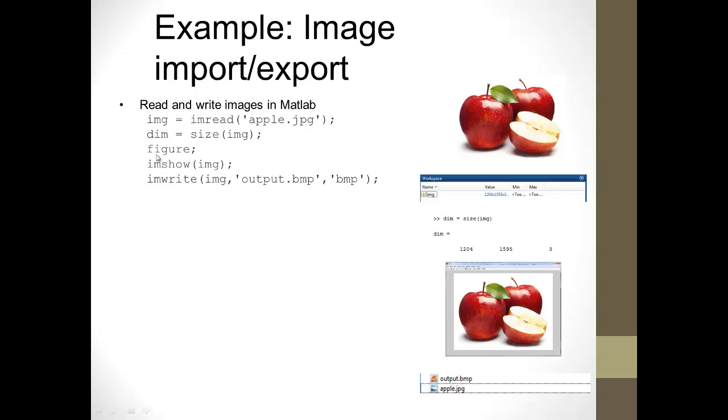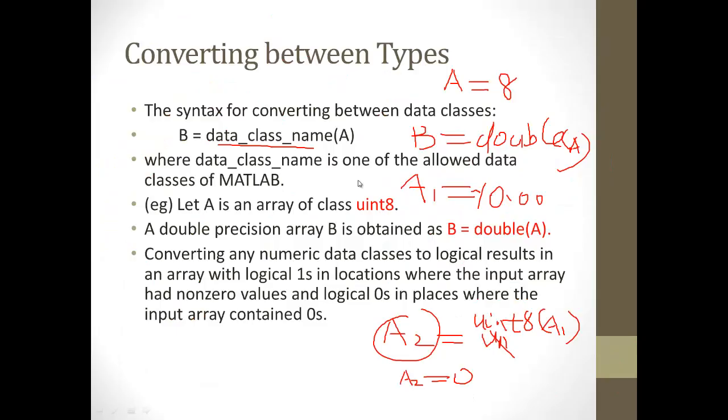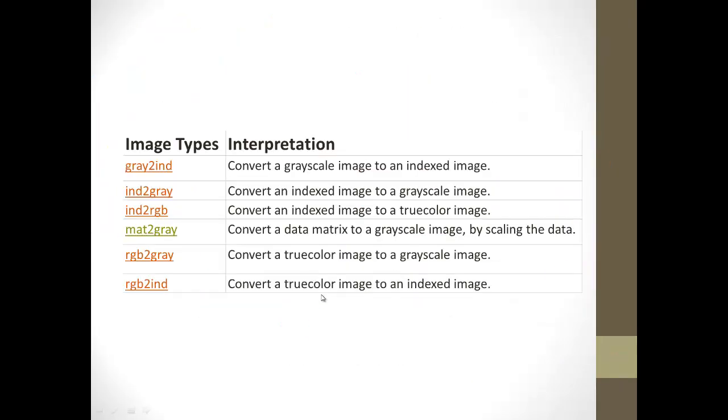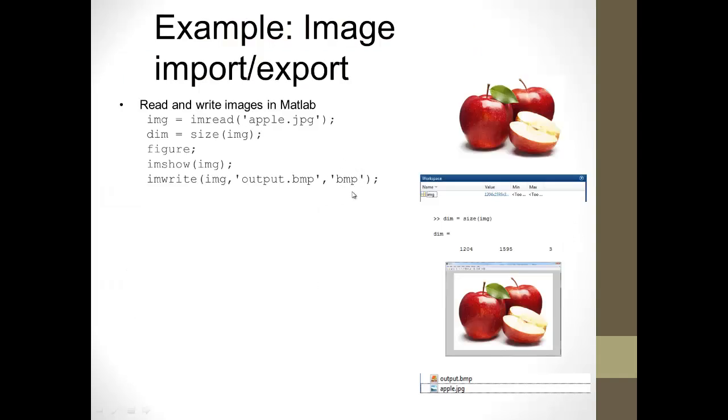After that, we use figure to create a figure, then use imshow to show the image here. After that, you can write the image using the BMP format. See, guys, the original format is JPG, but I will write it to BMP format. In fact, you can use a bunch of formats we talked about here: BMP, GIF, HDF, PCX, and so on. You just specify the format here.